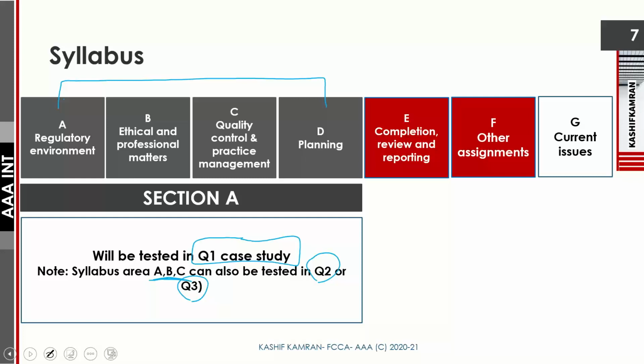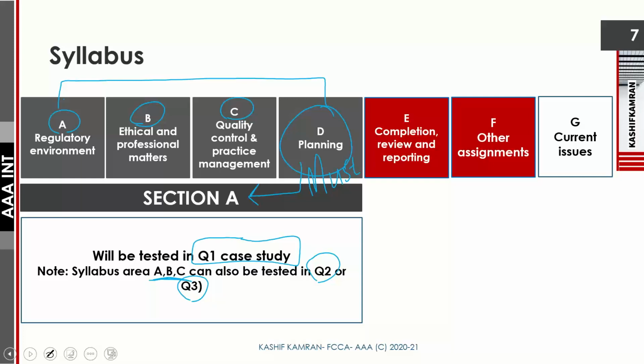But the examiner is not saying syllabus area D. That means syllabus area D will definitely come in section A. Now that means when you look at question number 1, which is in section A, syllabus area D is a must. Syllabus area D is a must in question number 1. But can you get syllabus areas A, B, and C in question number 1? Yes. And can you also get syllabus areas A, B, C in question number 2 and 3?